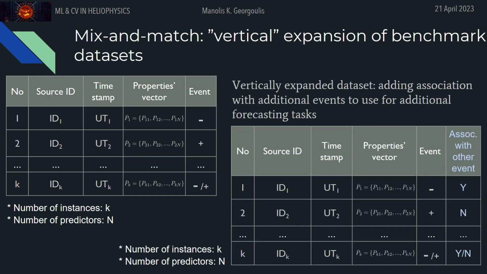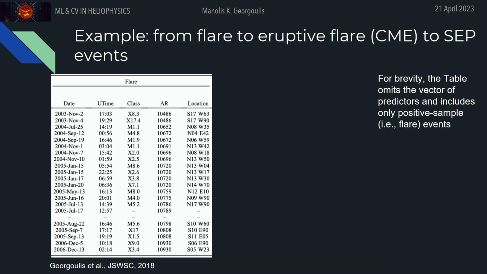Then in terms of the vertical expansion, because you have that as well, you might keep the same number of instances and the same number of predictors in each vector, but you add some columns right here, and you associate these events with some other events. And I'll give you an example. This is a list of flares, just an abridged list because this table is pretty big.